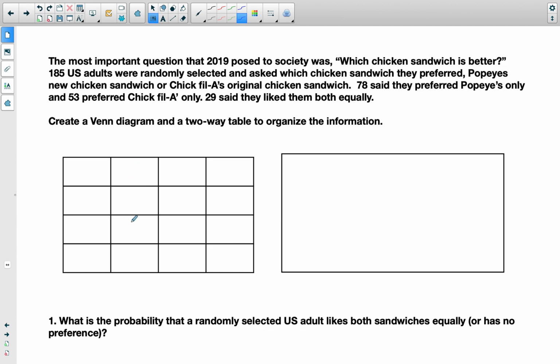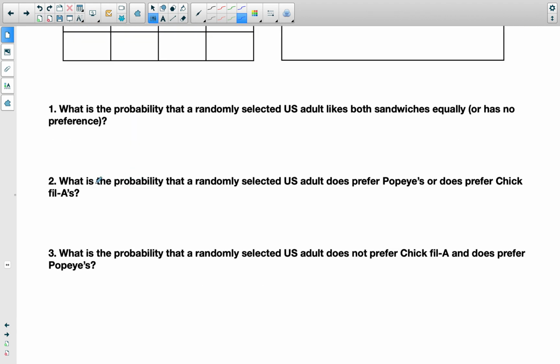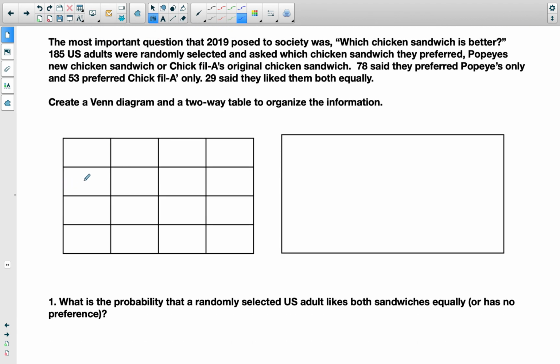So again, I'm going to use, what did I do in the previous? I'll just do, okay, so I'm going to put Chick-fil-A, Chick-fil-A no, Popeyes, Popeyes no, and then some totals. Okay, and now I know my total for the table total is 185.